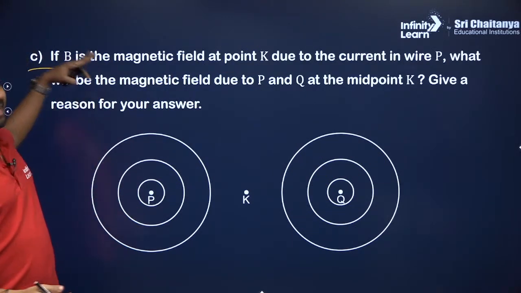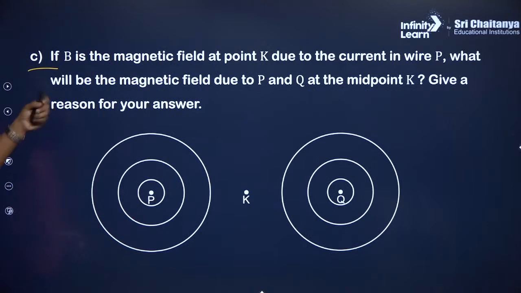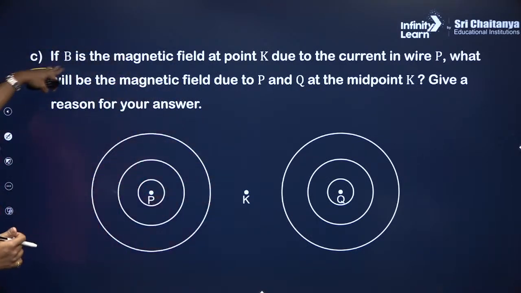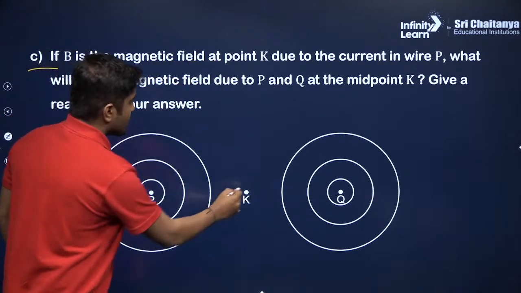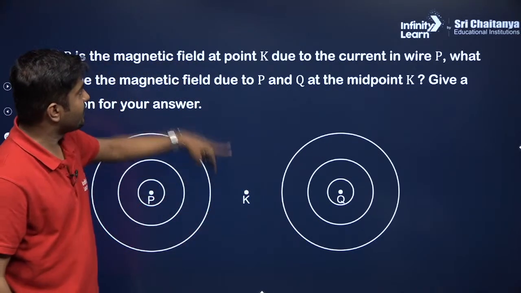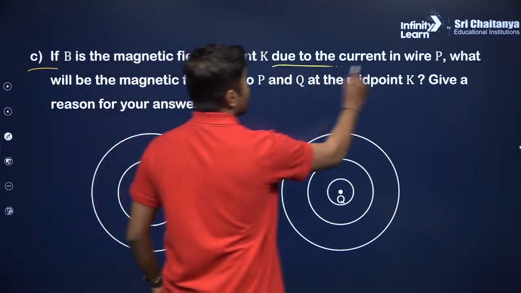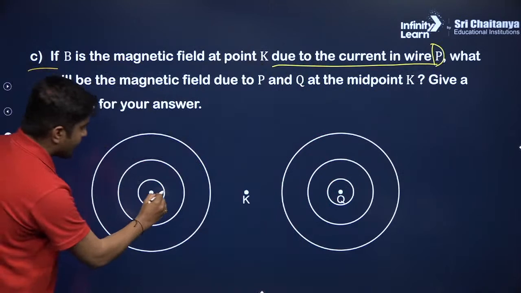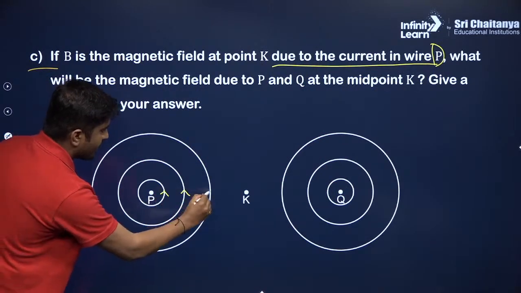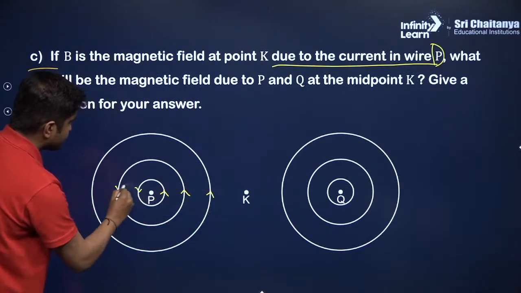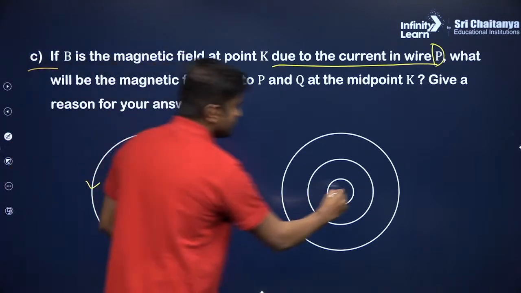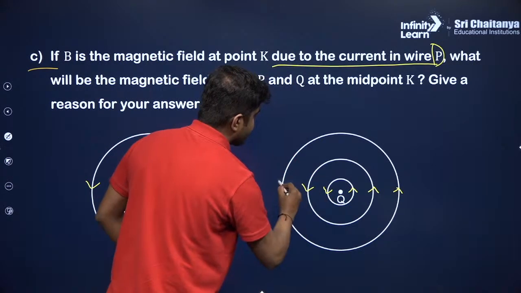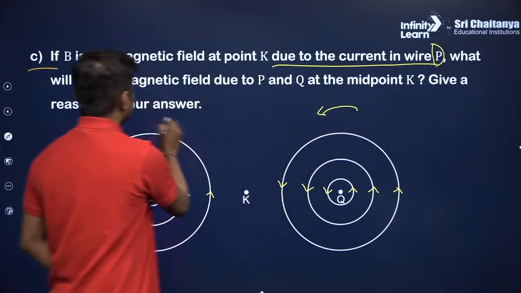Okay, now I think this is the third sub-question. So what is the question? B is the magnetic field at point K. So for example, there is a magnetic field at point K due to current in the wire P. So because of this P, again I'll mark the direction of the magnetic field lines for both of them. These are anti-clockwise, correct? Anti-clockwise.